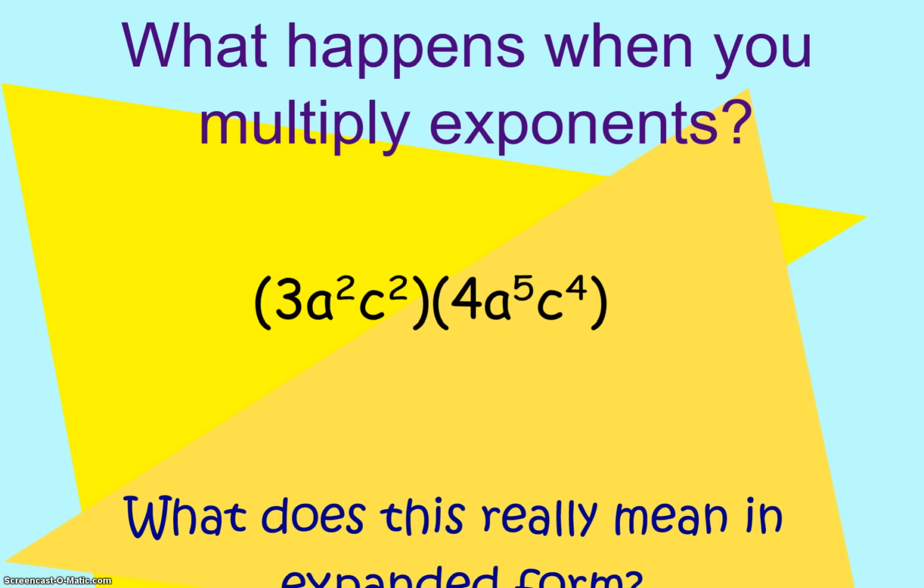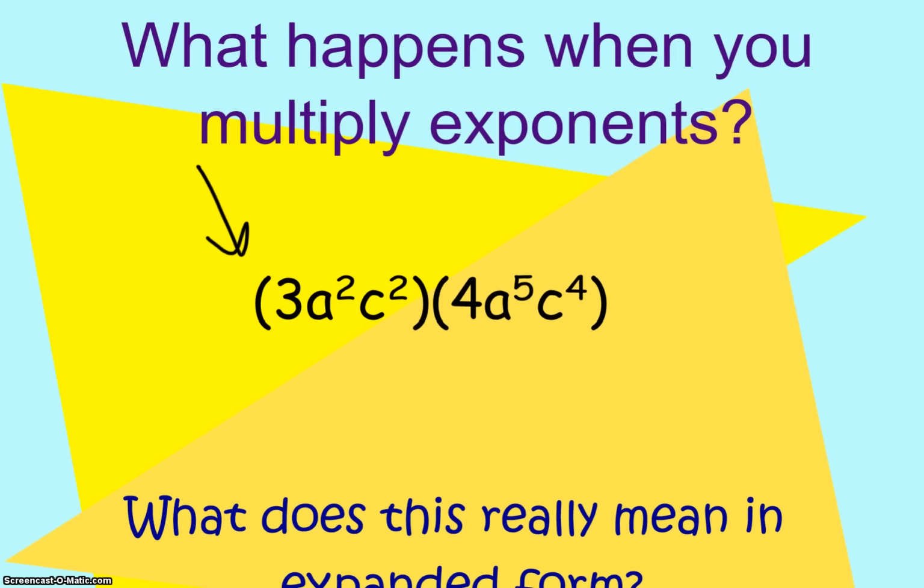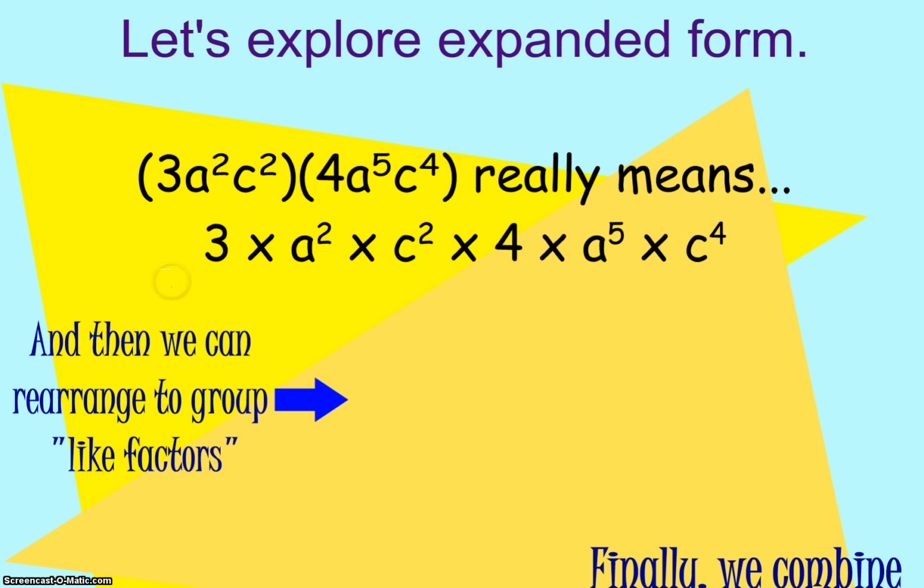So let's talk about when we multiply exponents. If you remember, our exponent laws said that when you multiply exponents, you are actually adding them together. So this example needs to be written in your ISN, so that way we can review. 3a squared c squared times 4a to the fifth c to the fourth, what does this look like in expanded form? Expanded form looks like this, so make sure you write that.